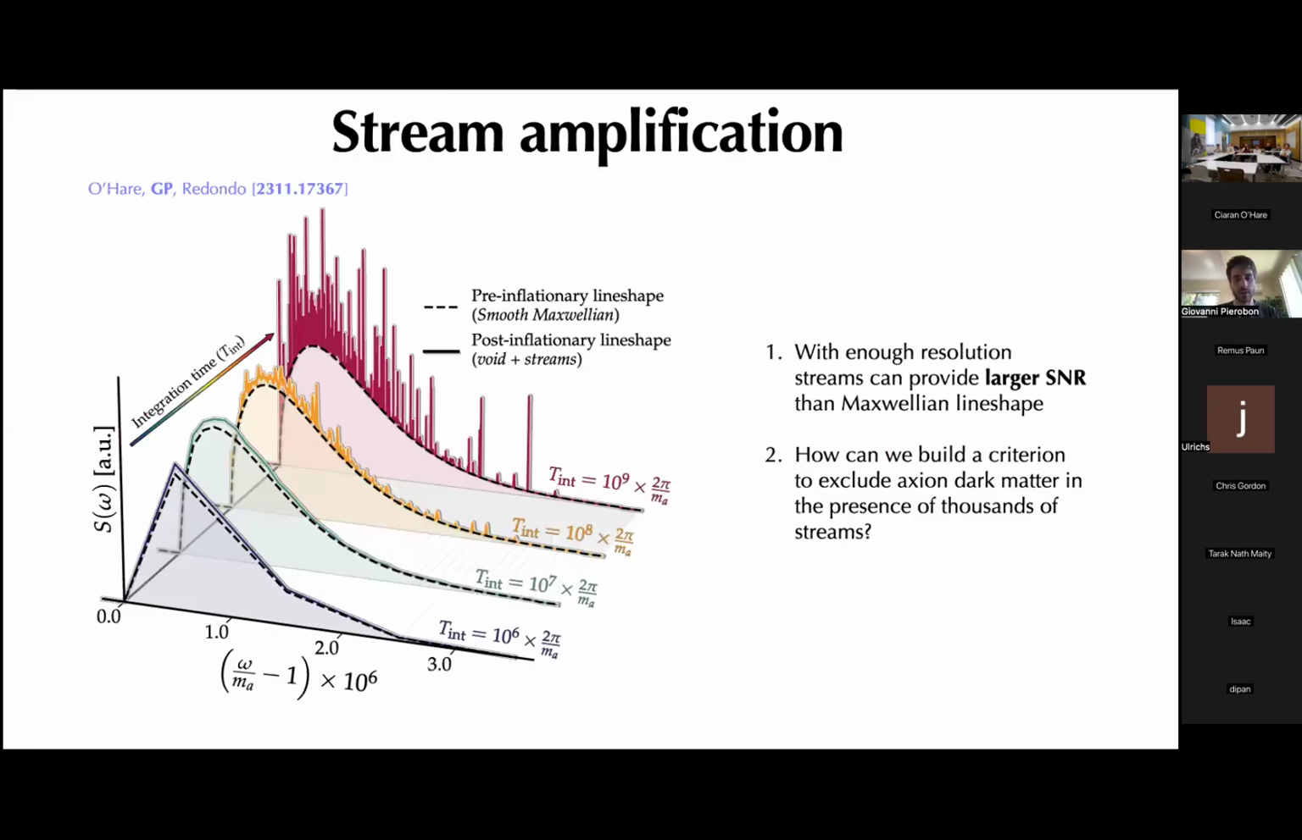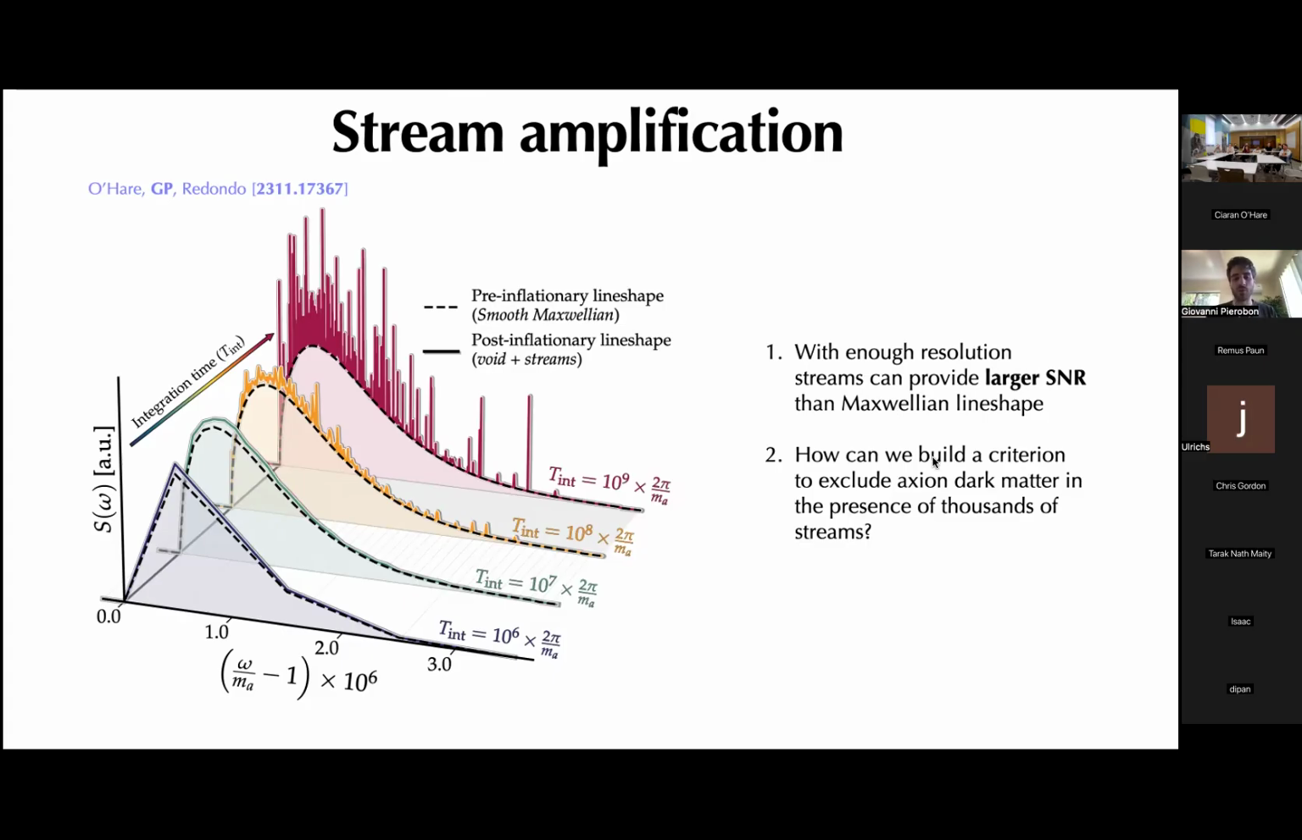So this was the idea that we had just a few years ago, and we looked at the spectral shapes. So this is generated again with the Monte Carlo simulations. But the idea is that if you have a large enough resolution, first of all, you can distinguish between a smooth, which is a pre-inflationary scenario, and a clumpy post-inflationary line shape.